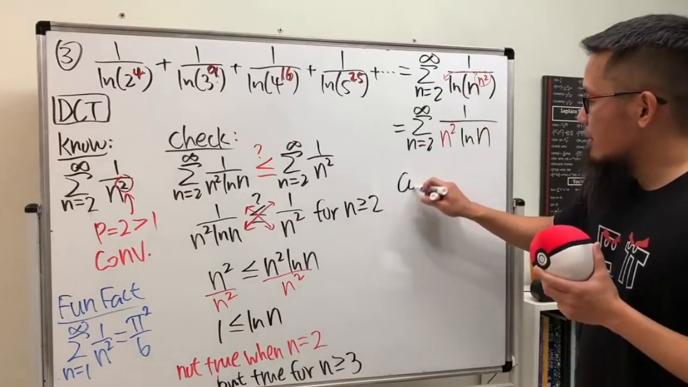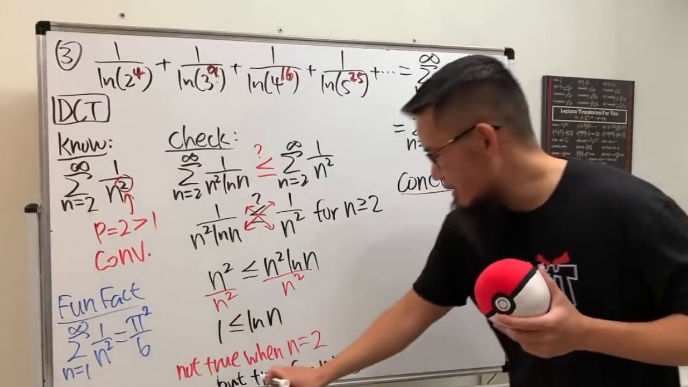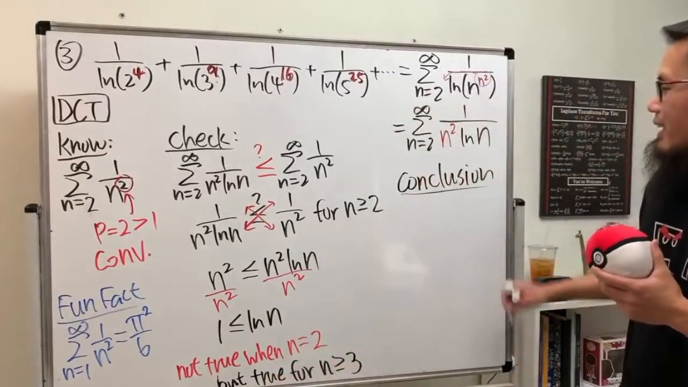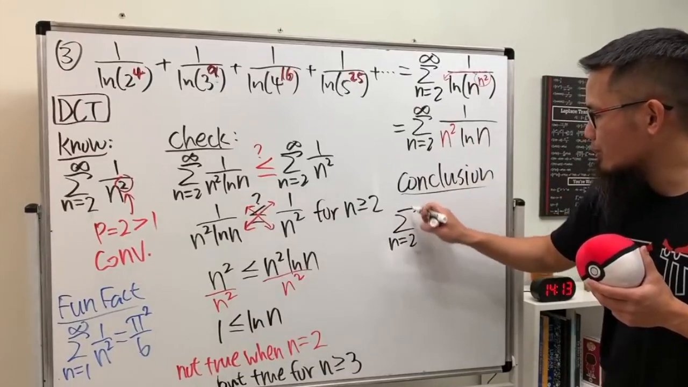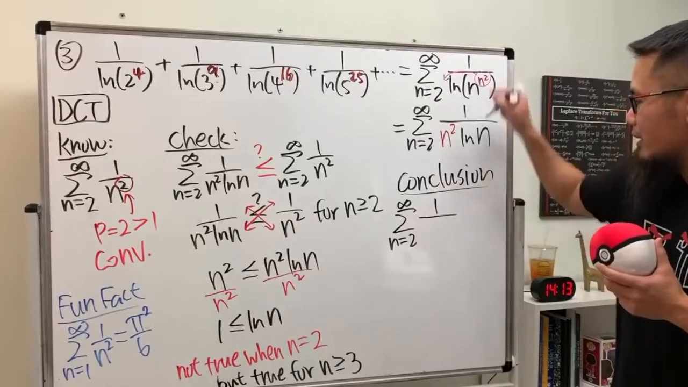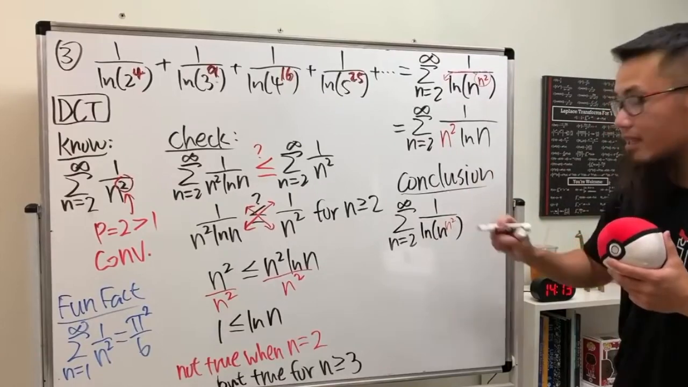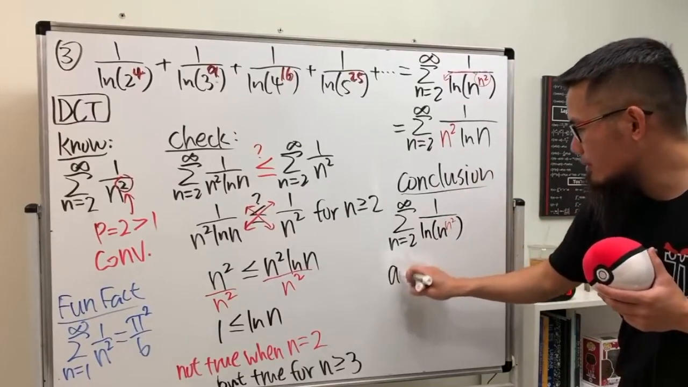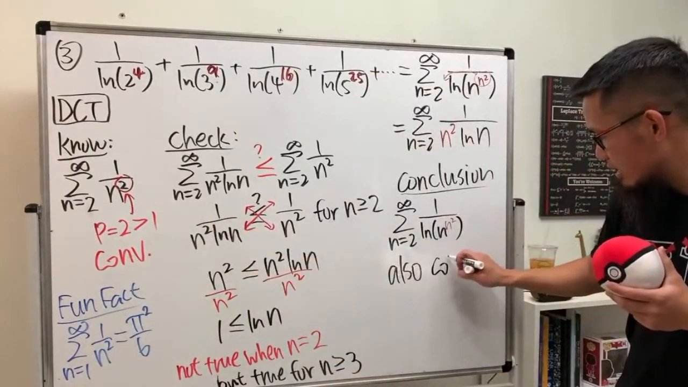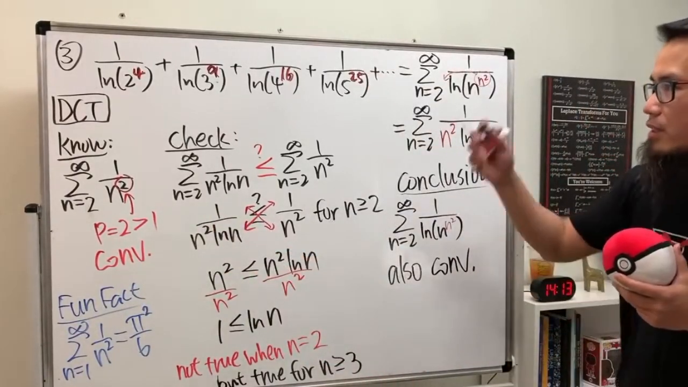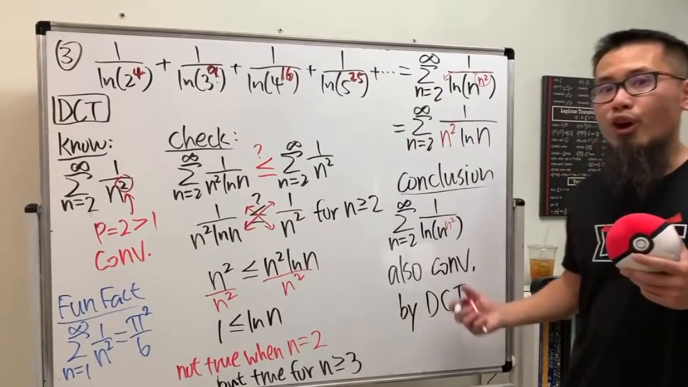Anyway though, conclusion. And again, the key is that it is true for this right here. Just keep that in mind. So we can draw a conclusion. The conclusion is that the series, as n goes from 2 to infinity, of 1 over, let's put down this right here because it's the intimidating looking one, also converges. Why? Because we did the direct comparison test, DCT, and we are done.